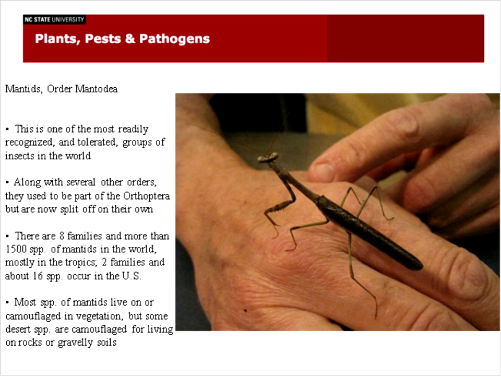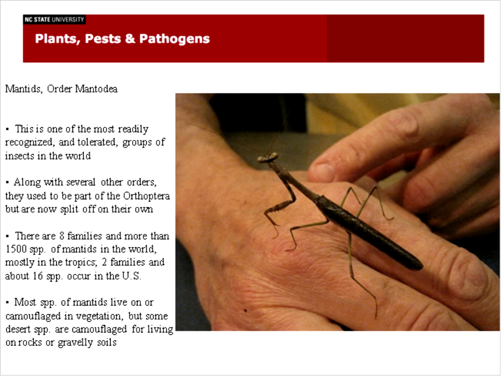Altogether, there are about 8 families of mantids, and probably 1,500 to 2,000 species of mantids throughout the world. They're most abundant in the tropics, and then their diversity and numbers decrease rapidly the farther north you go. Here in North Carolina, there are 2 families of mantids and about 5 species. Altogether, there are 16 species in the United States.